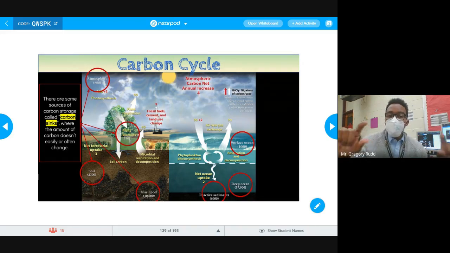And we're not just talking about the surface of the ocean where most of us do our swimming and most of us eat our fish from. We're talking about the deep ocean. It is a huge carbon sink. There's a lot of carbon that's just kind of trapped there, but that can be released and will be released over time. Same thing with the fossil pool. This is where we get our natural gas and our coal from.